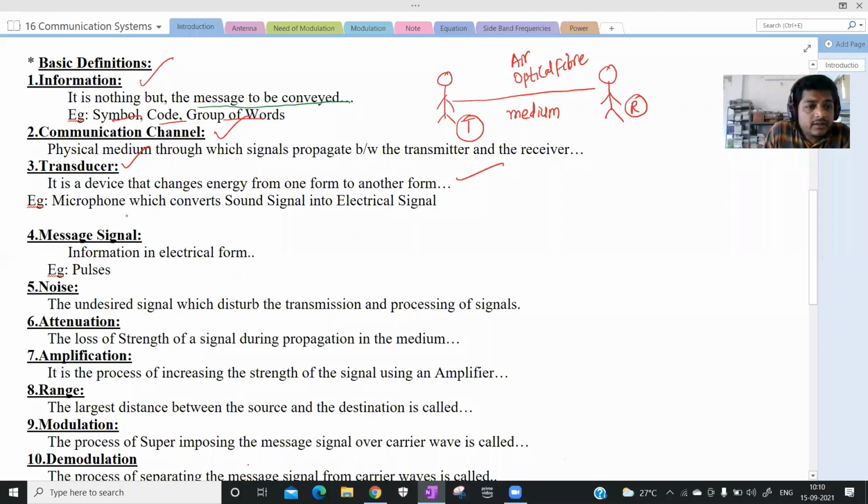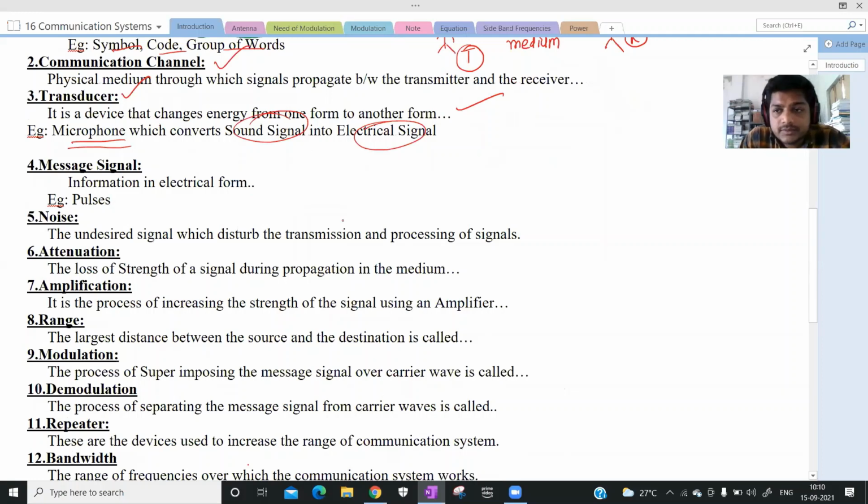Next example is a microphone. The microphone converts sound signals into electrical signals. Is it fine? Is it okay?